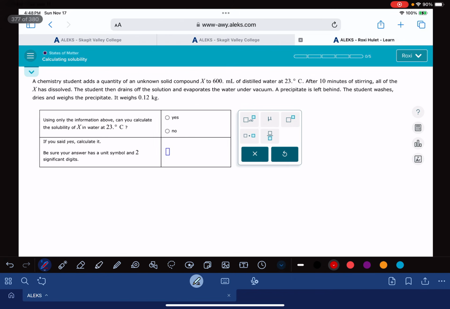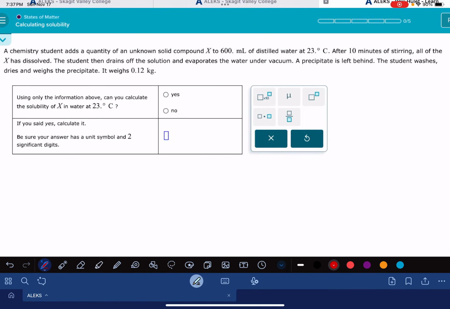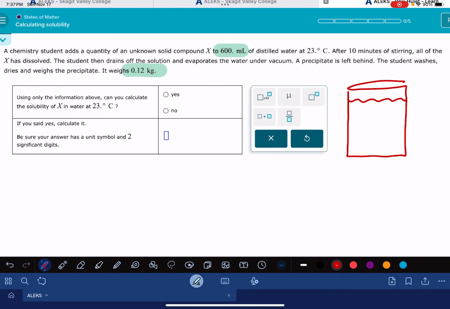Okay, moving on. The next version of this problem. This says we have a quantity of an unknown solid added to 600 milliliters. That's going to be our volume. After 10 minutes of stirring, all of that has dissolved. Drain the solution, evaporate the water. The precipitate is left behind, and that precipitate weighs 0.12 kilograms. Okay, so we've got a beaker with 600 milliliters of water in it, and we added some solute, and then it says all of it dissolves.